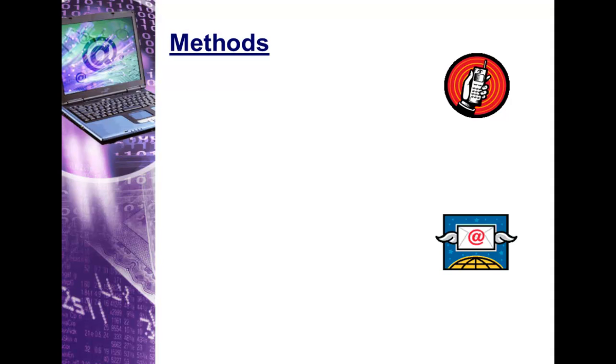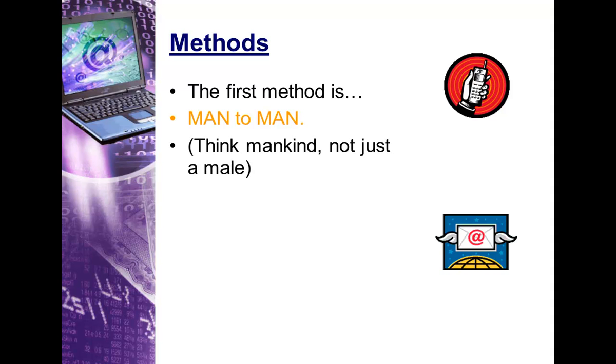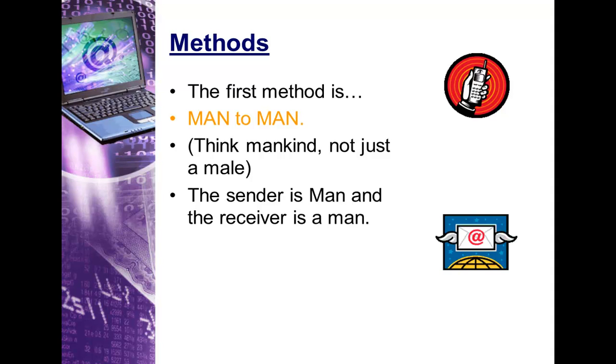Now, the first method we're going to look at is man-to-man. So we're thinking mankind, not just a male. Again, we could say a woman to a man, a teacher to a student, an adult to a child, any number of combinations here, and we want to try to simplify it and make it as less confusing as possible. So we're going to lump everybody into one concept, and we're going to call them mankind. The sender is a man, and the receiver is a man. So man-to-man would be a person talking to a person.